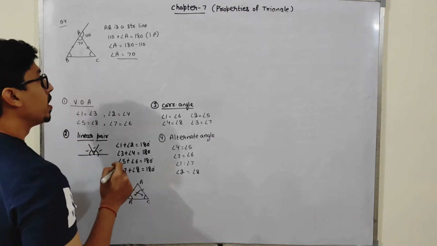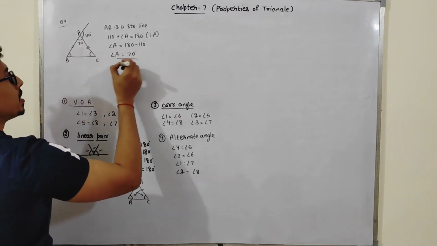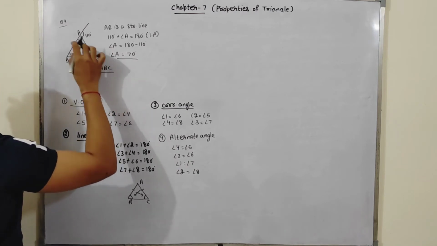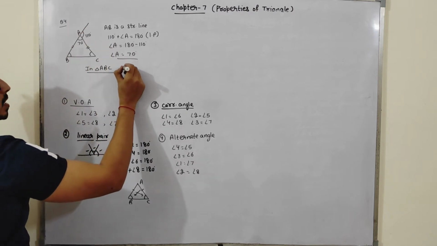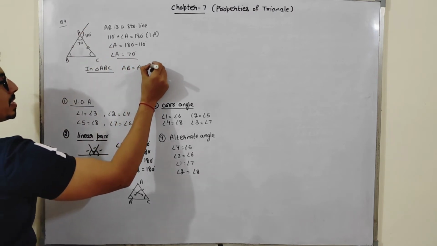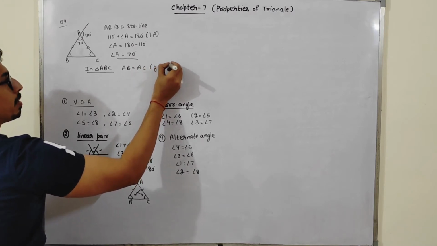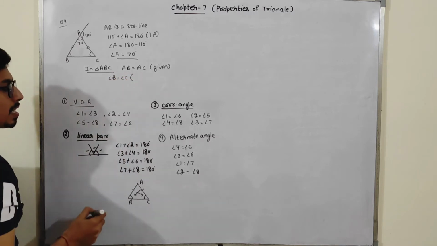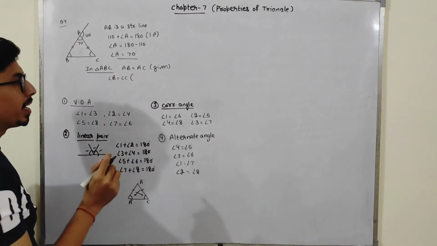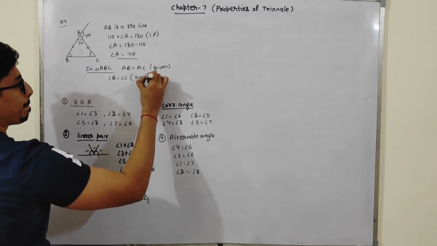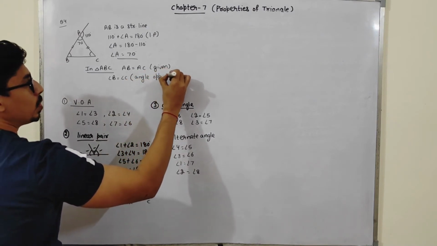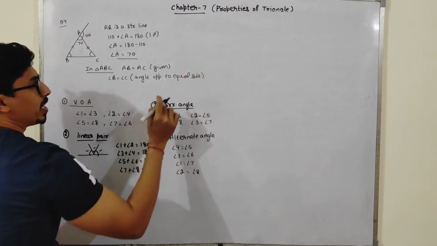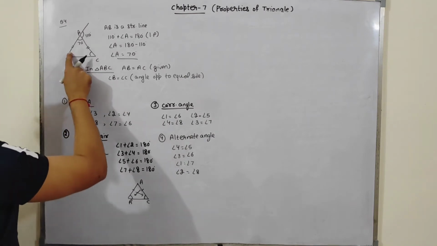Just remind the students. Okay, so in triangle ABC, AB is equals to AC. It is given to us. Therefore, angle B is equals to angle C as well. And the reason is angle opposite to equal side. Okay. Just make sure that you learn this property. So angle B and angle C are equal now.